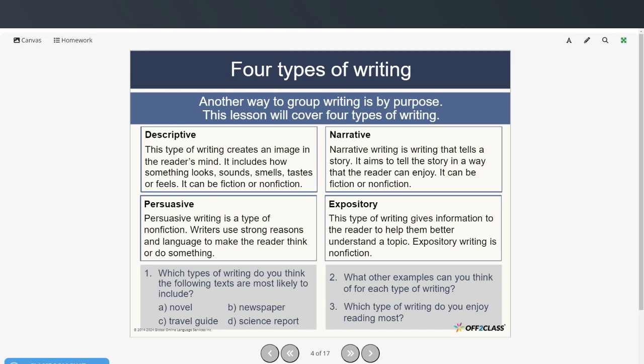Narrative. Narrative writing is writing that tells a story. It aims to tell the story in a way that the reader can enjoy, and it can also be fiction or nonfiction.